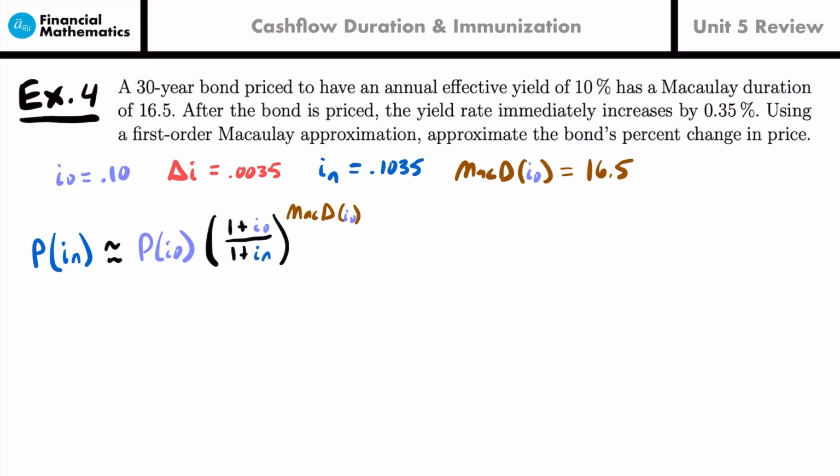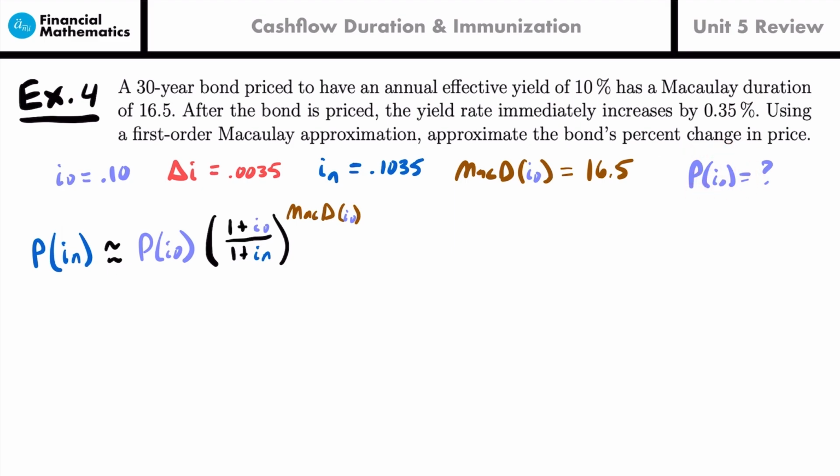Okay, so now notice that we don't know what the original price of this bond is, right? We're not told what it is. We have no way of calculating it. It's just simply unknown to us. We don't know what P of i naught is equal to. So we're going to have to find a way around that, which as you'll see is not a huge deal. We still will be able to find the percent change in the price without knowing the original price.